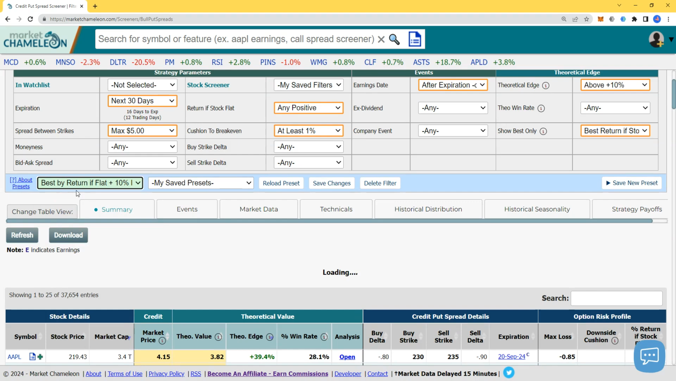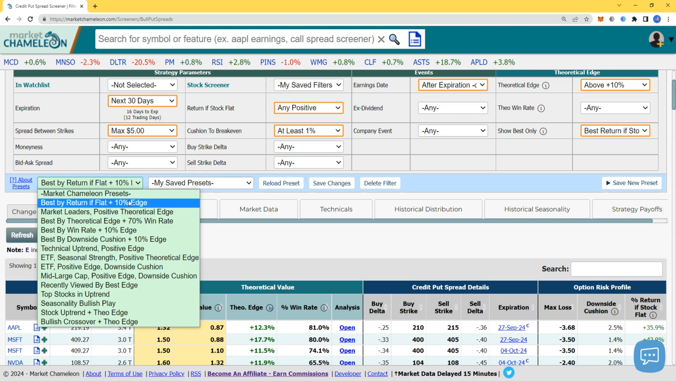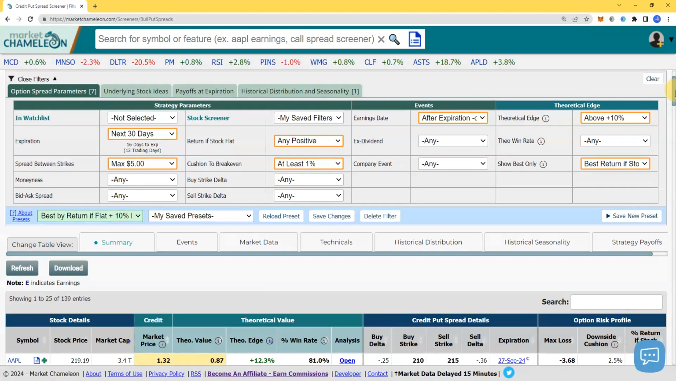Remember the example that I gave you? This pre-filter says best by return if flat. So let's say the stock is at $100, same thing. The stock stays at $100, plus 10% edge. The higher the edge means that you are collecting more income than what you should have collected based on history. So this is actually a very good filter. And let's see what they found for us.